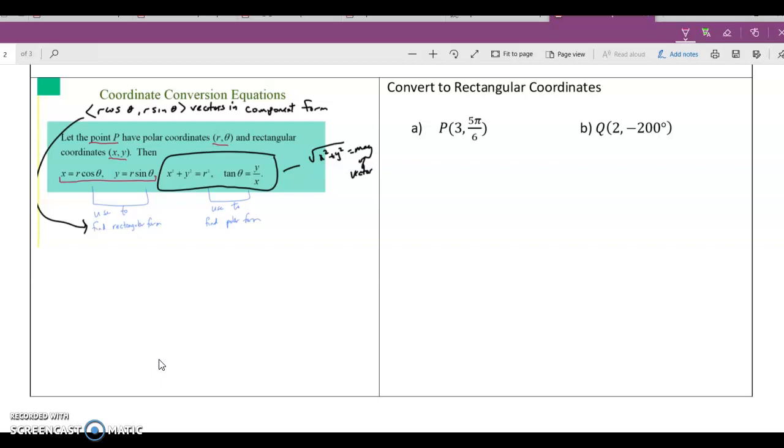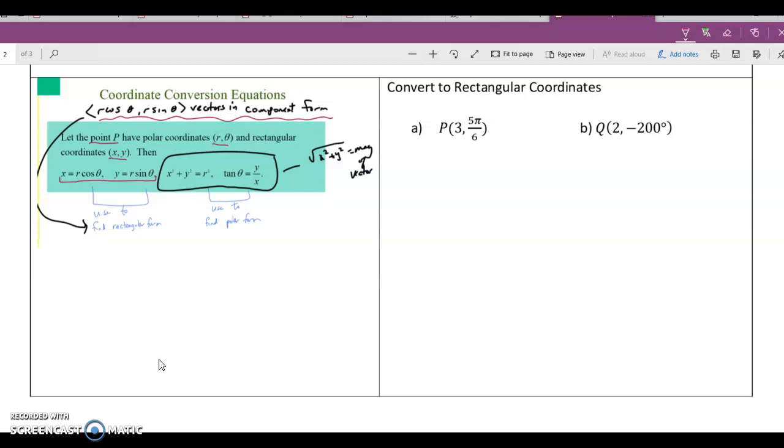Its x coordinate is equal to r times the cosine of theta, and y is equal to r times the sine of theta. This might seem familiar from our vectors component form. It's almost like we learned that for a reason. I know, shocking. And then x squared plus y squared is equal to r squared, and tangent of theta is equal to y over x. So you use these to find rectangular form, and you use these to find polar form.